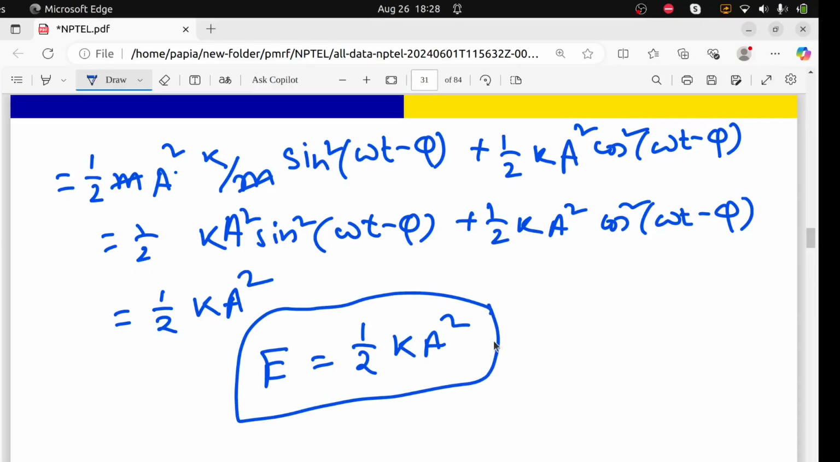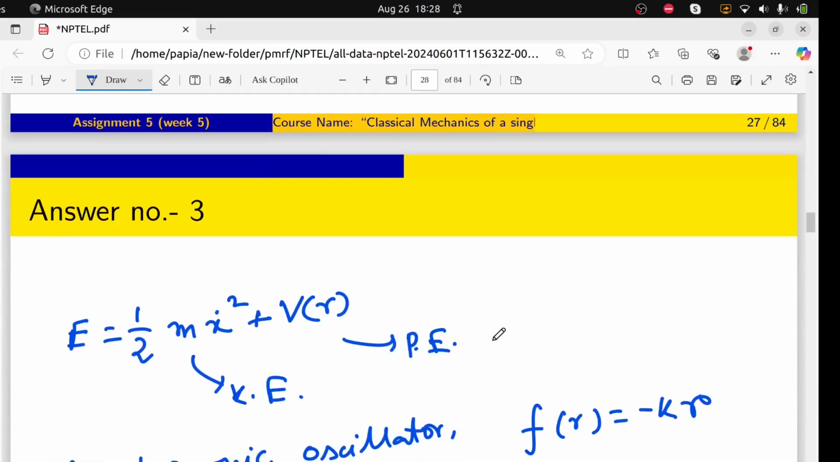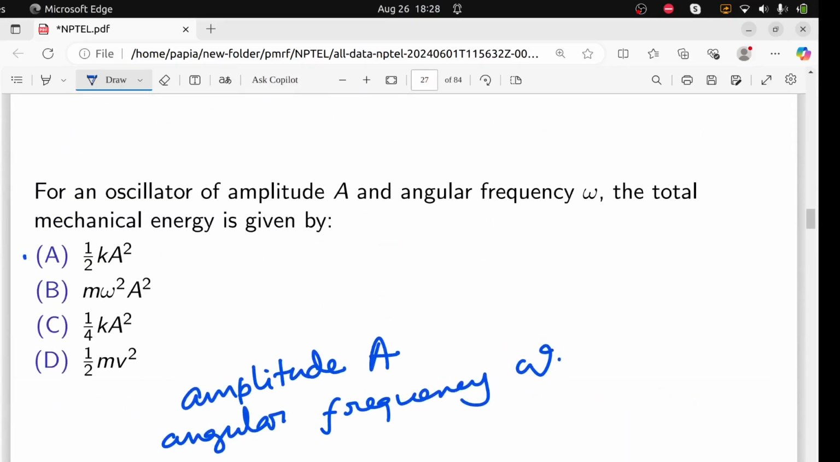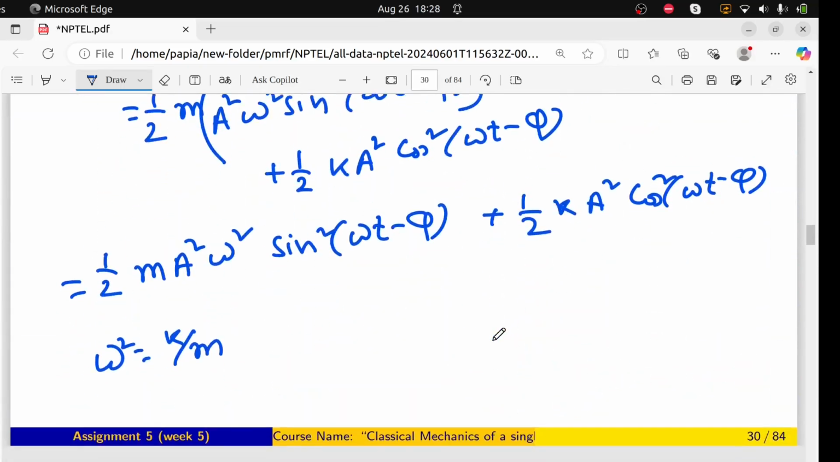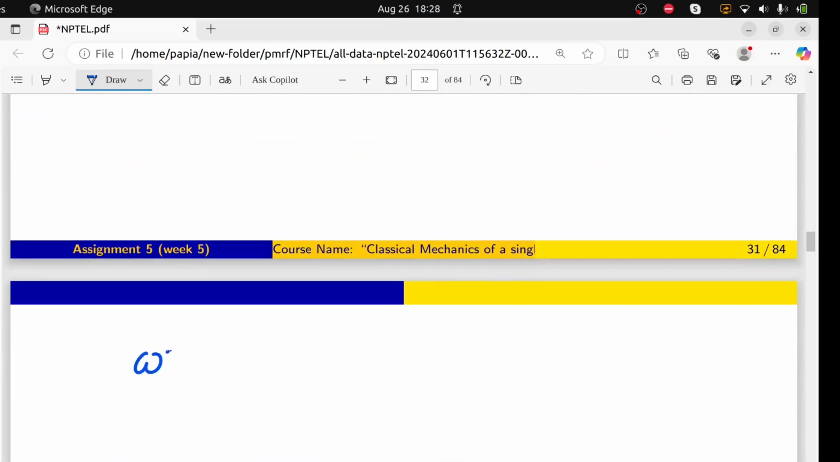Right? So half k A square, this is the answer. For an oscillator of amplitude A and angular frequency omega, the total mechanical energy is given by half k A square. In this case, we have written the total energy in terms of amplitude and angular frequency omega, with the help of the expression omega equals square root of k by m. Okay.